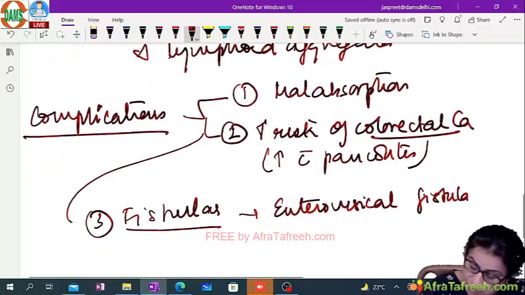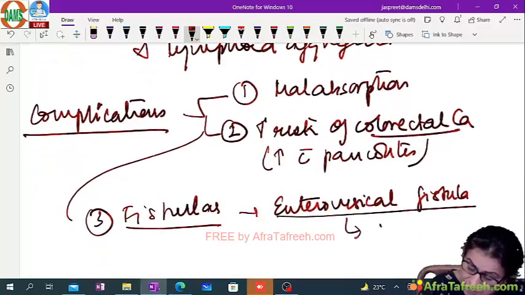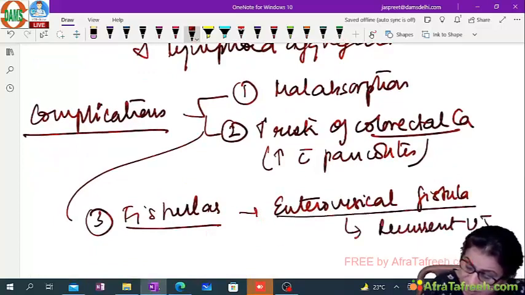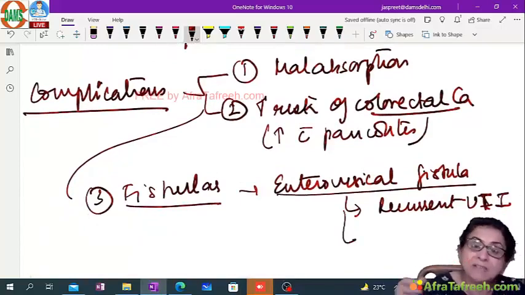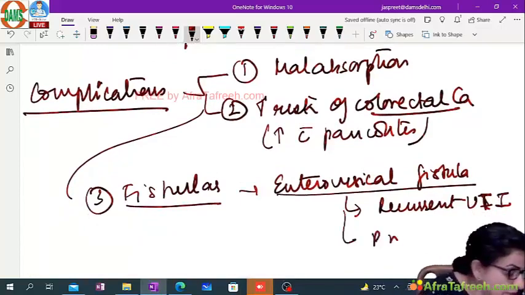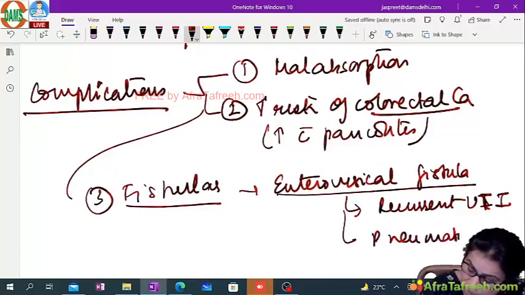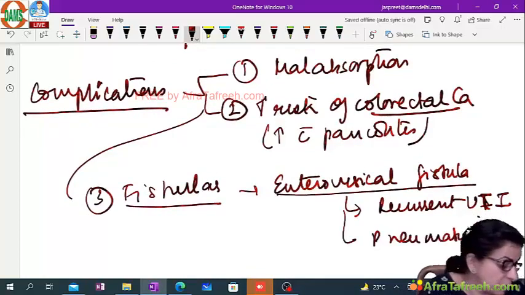And with this enterovesical fistula, the patient can have recurrent UTI. They will have recurrent attacks of urinary tract infection. And gas can be passed in the urine, which is called pneumaturia. So recurrent UTI and passage of gas in the urine.